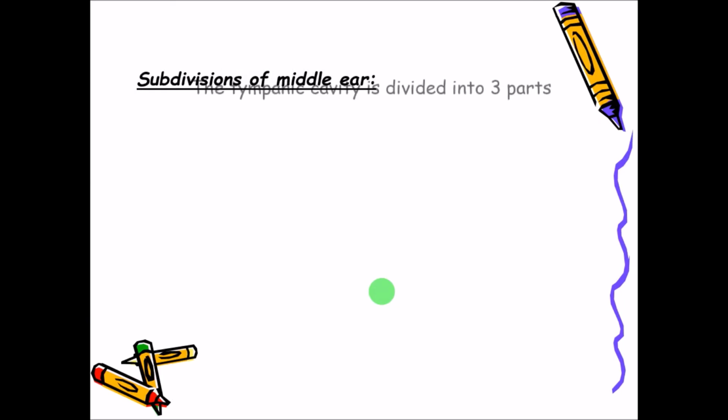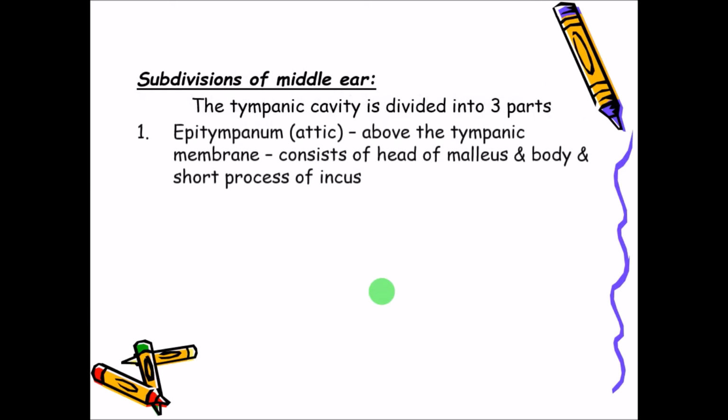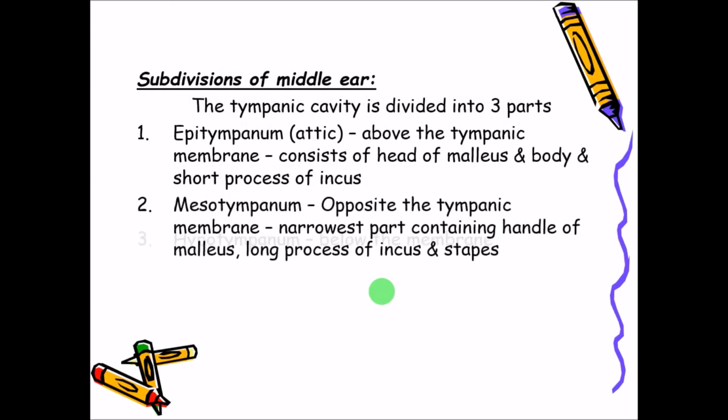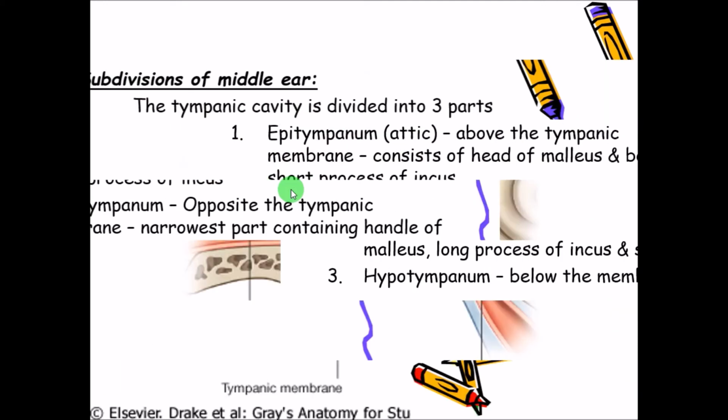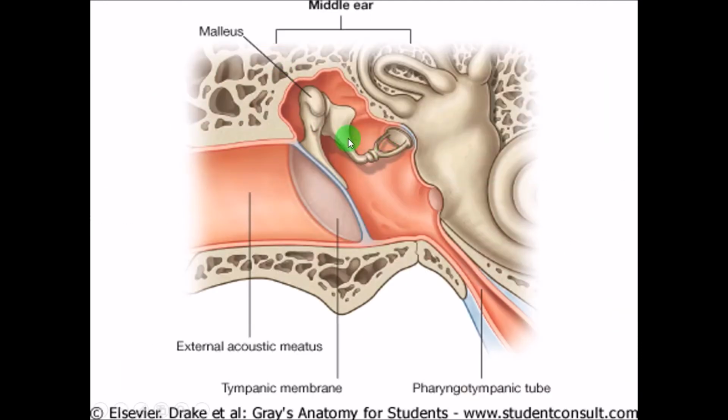Coming to the subdivisions, the middle ear is divided into 3 parts: the epitympanum, the mesotympanum as well as the hypotympanum. As the name itself indicates, epi means above. Epitympanum, so it is above the tympanum. This is also called the attic. Above the tympanic membrane, it consists of the head of the malleus and the body as well as the short process of the incus.